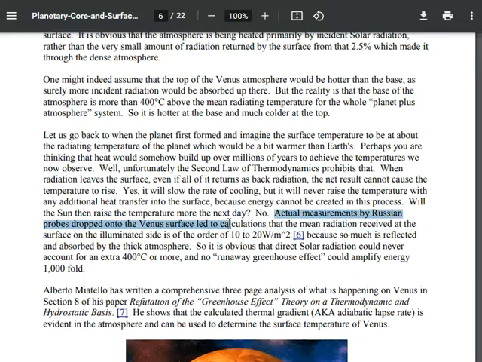Actual measurements by Russian probes dropped on the Venus surface led to calculations that the mean radiation received at the surface on the illuminated side is on the order of 10 to 20 watts per meter squared, because so much is reflected and absorbed by the thick atmosphere. So it is obvious that direct solar radiation could never account for an extra 400 degrees Celsius or more, and no runaway greenhouse effect could amplify energy 1,000-fold. What he's saying there, his conclusion does not follow from the premises.